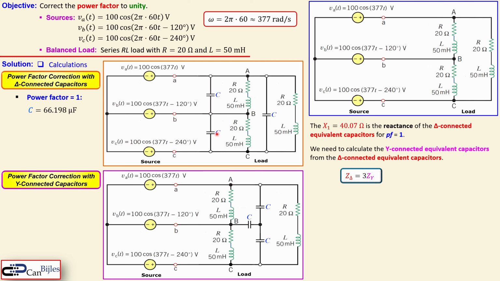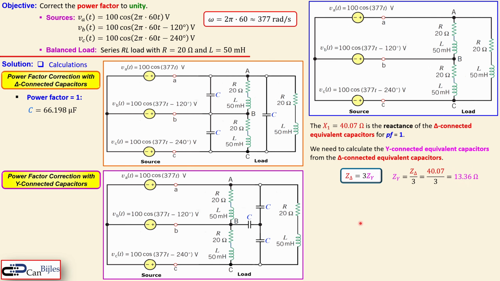Now we know if there are balanced loads, we can say the impedance in the delta configuration is equal to 3 times the impedance in the star or the Y connection. But we need to of course know the impedance in the star connection. That is equal to the delta divided by 3. And we know this is for the delta connected value, so 40.07. And you divide it by 3, you get here 13.36.